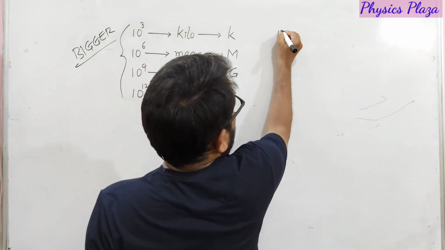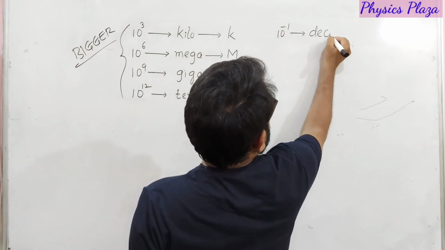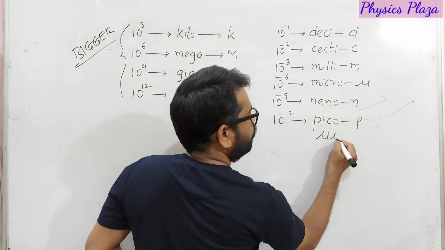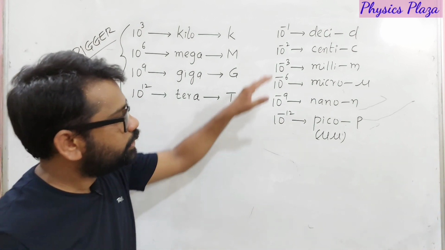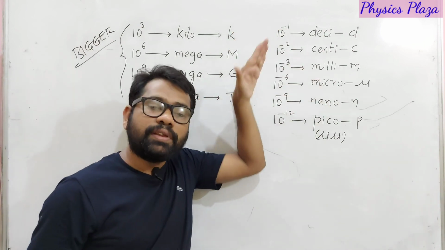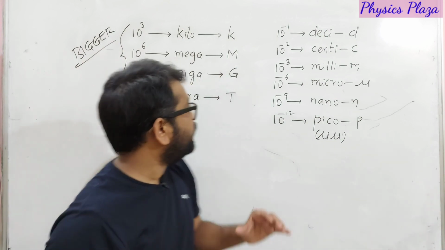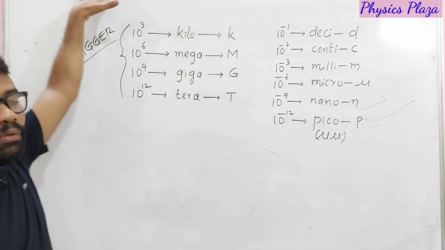So here 10 power minus 1 is deci. So these are the prefixes which we will use to measure the very small numbers, whereas these are the prefixes which we use to measure the very big numbers.